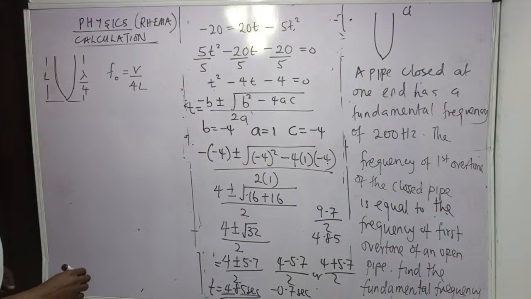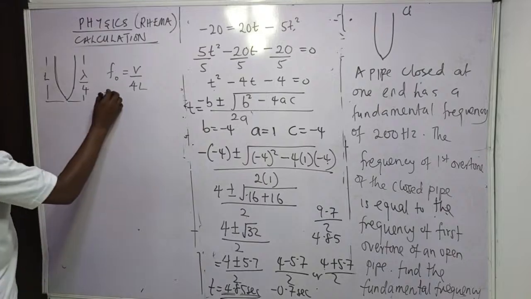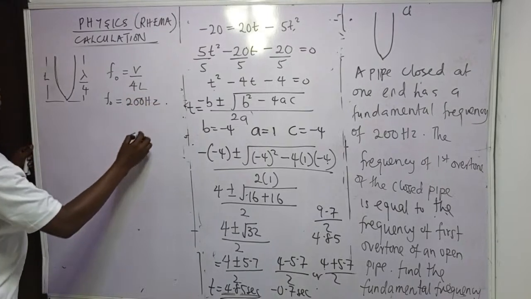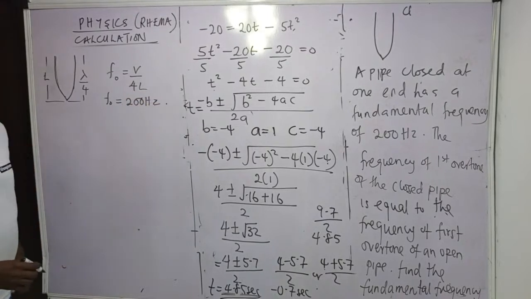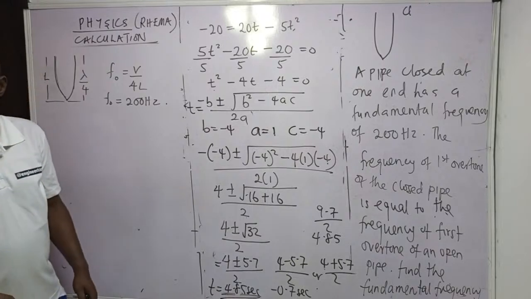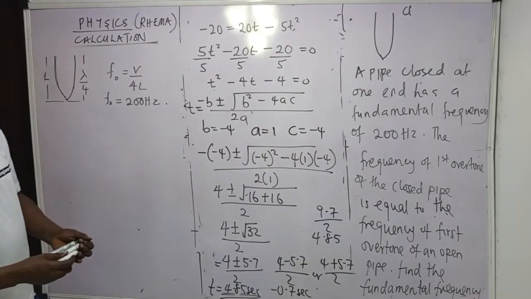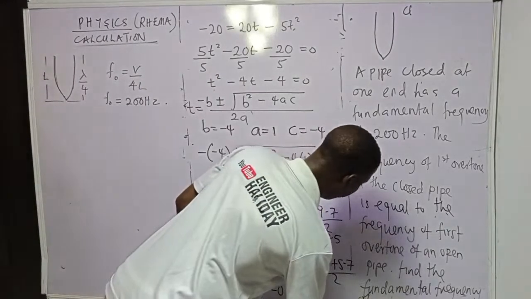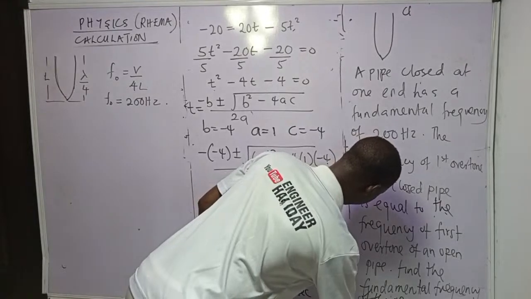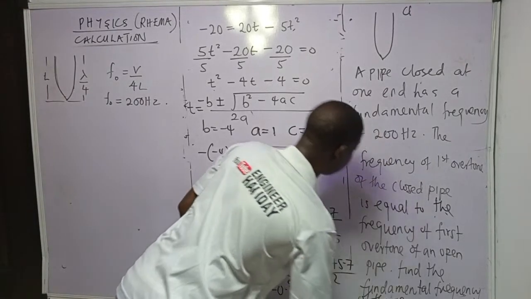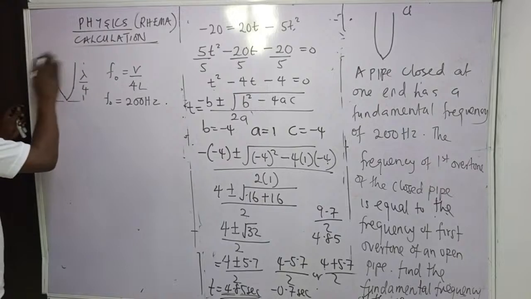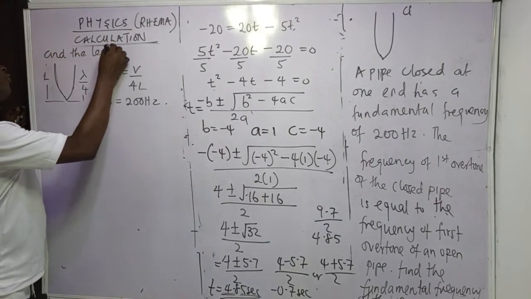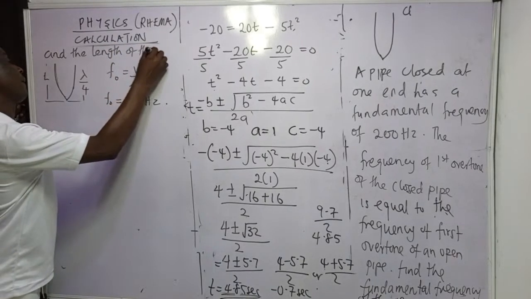The fundamental frequency is 200 Hz. So the question is not finished. The question is not correct. If I find the fundamental frequency of the open pipe, and the length of the closed pipe. The question is, and the length of the closed pipe.